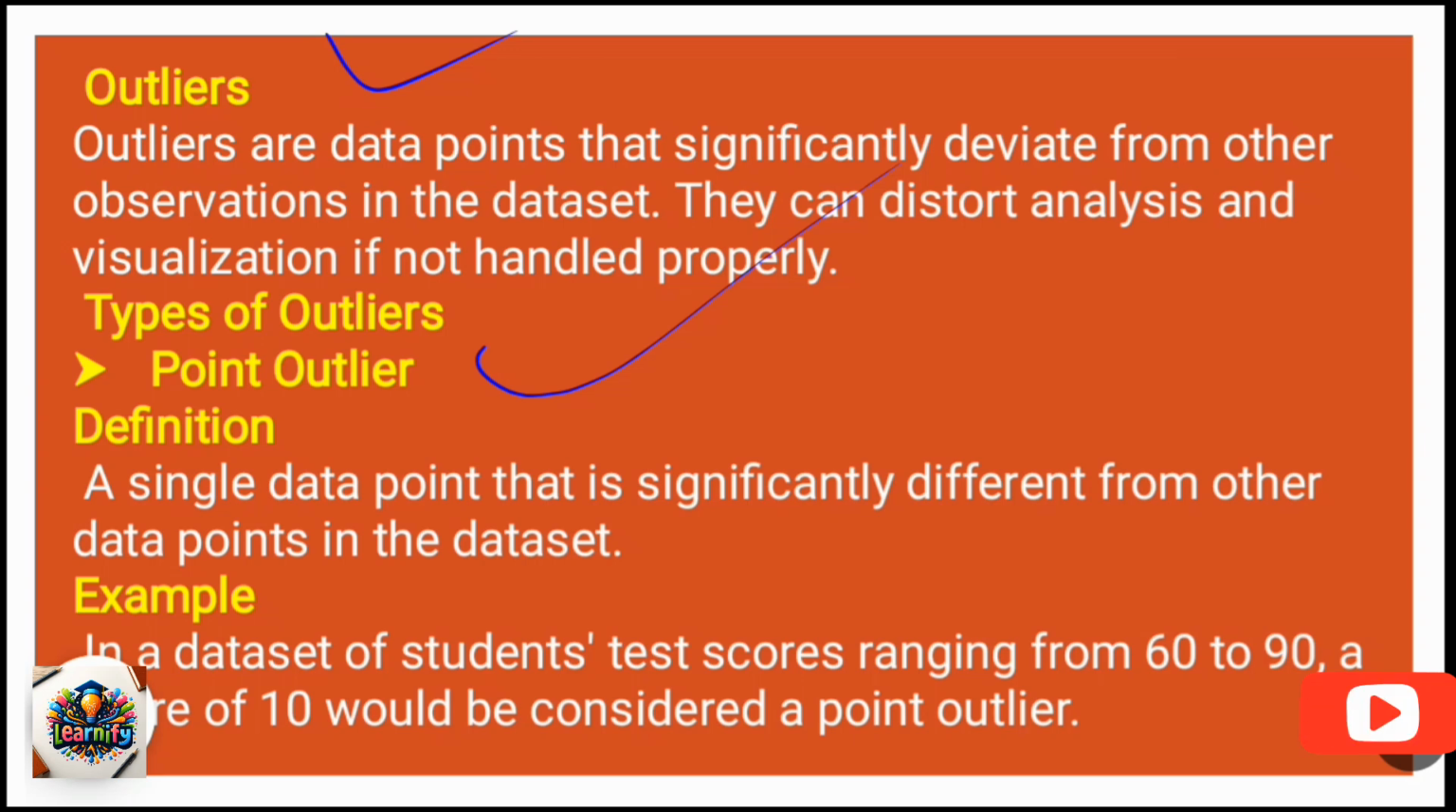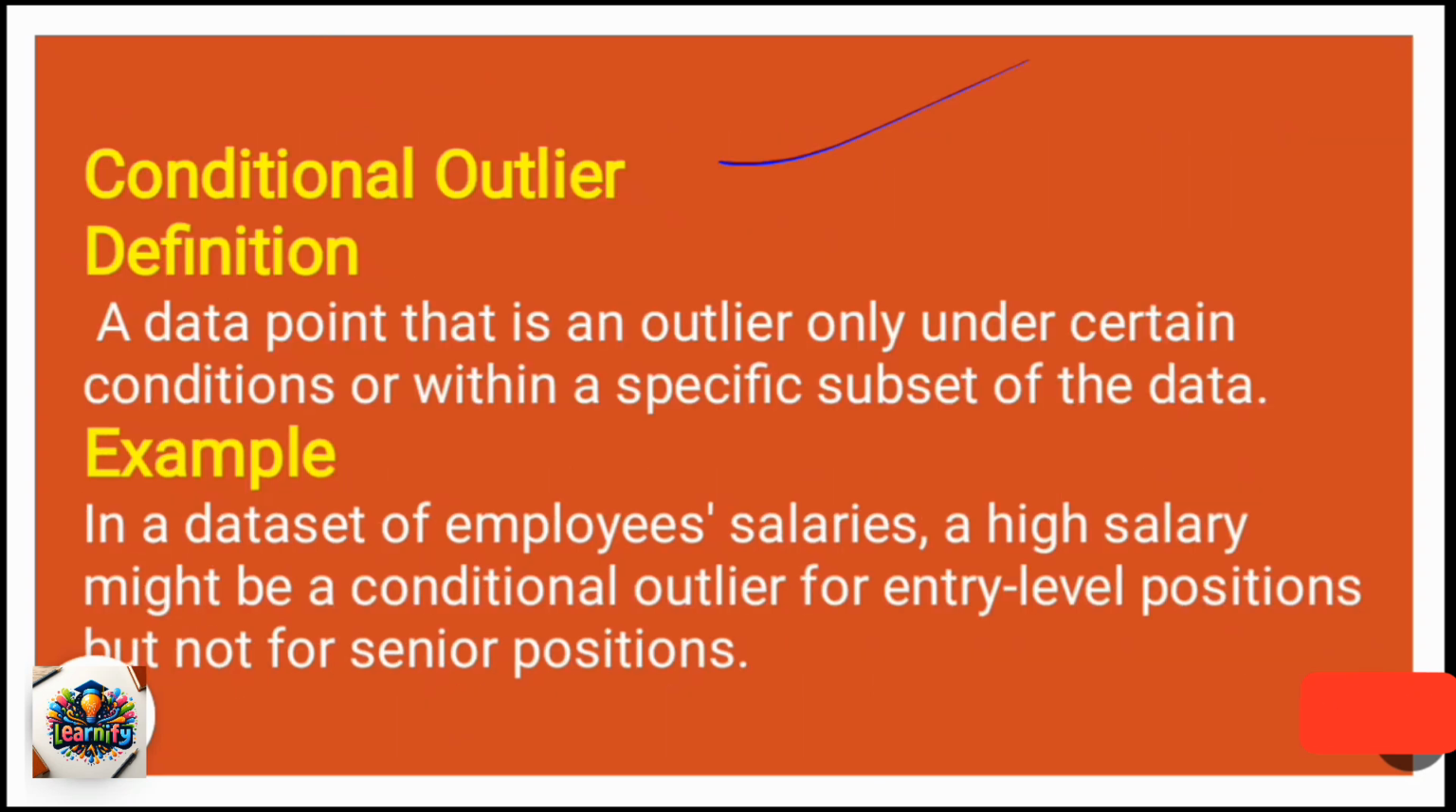For example, in a dataset of students' test scores ranging from 60 to 90, a score of 10 would be considered a point outlier. Conditional outliers: a data point that is an outlier only under certain conditions or within a specific subset of the data. For example, in a dataset of employees' salaries, a high salary might be a conditional outlier for entry-level positions but not for senior positions.